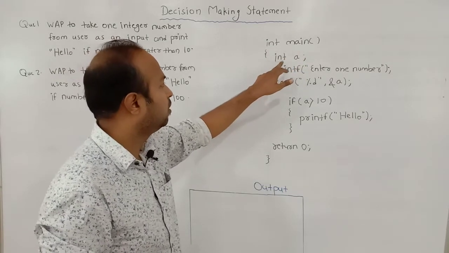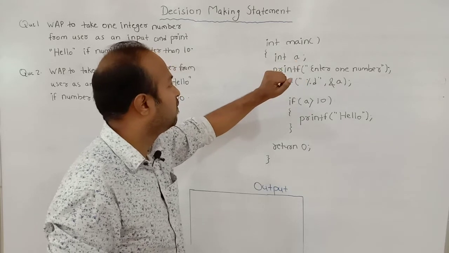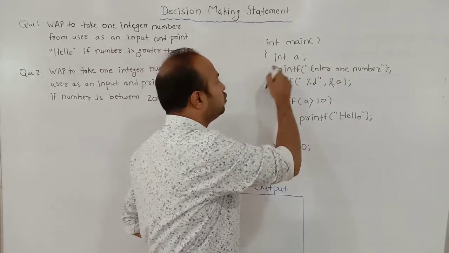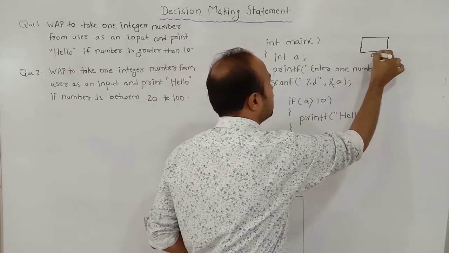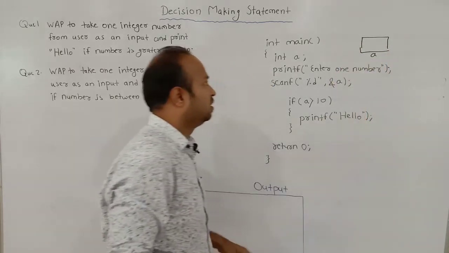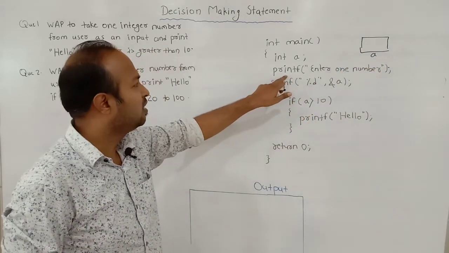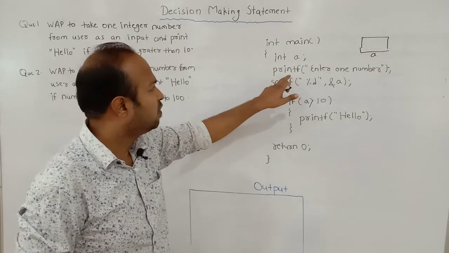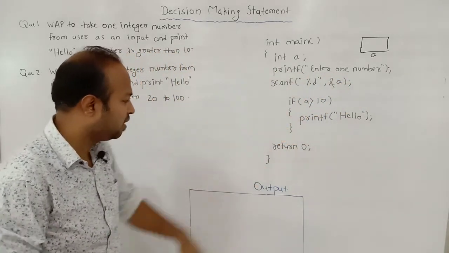Then we will declare one integer variable a. Here, a is a variable. When this statement executes, one memory block will be occupied for variable a. Right now this variable doesn't have any value, and in the next line we are printing something. What are we printing? Enter one number. So this printf will print "enter one number" on our output screen.